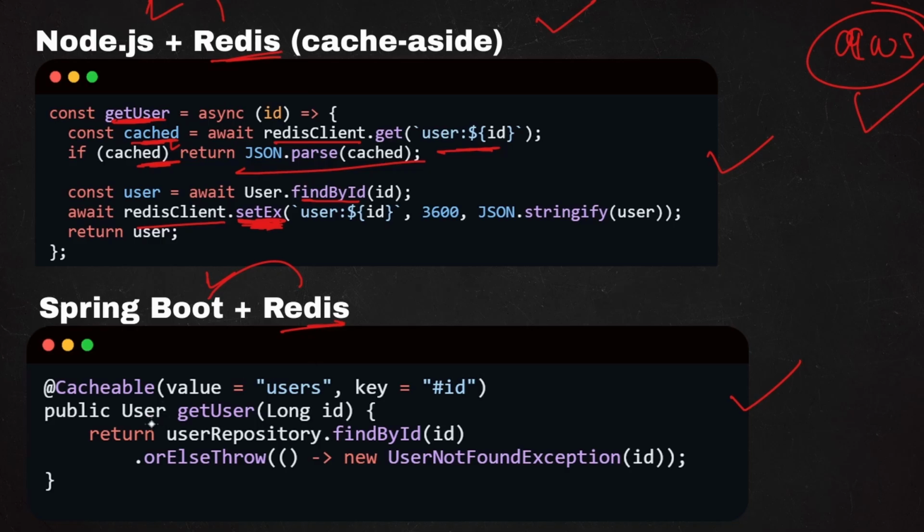In the same way, you can see we have an annotation called Cacheable. In that we have value as users and key as ID that we are passing, and we have got the user ID. With that user ID we are returning from the user repository. We are finding it with the help of the ID, or else we are throwing a new error that the user with that ID was not found. That's the main thing. That's why I like Spring Boot: with the help of this simple Cacheable line we can get all the data instead of writing all this code.